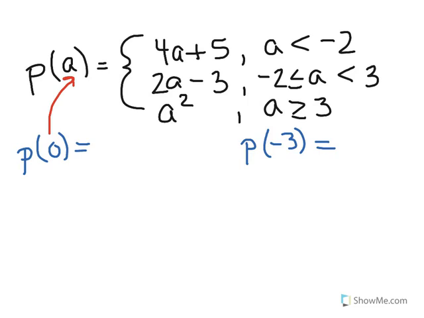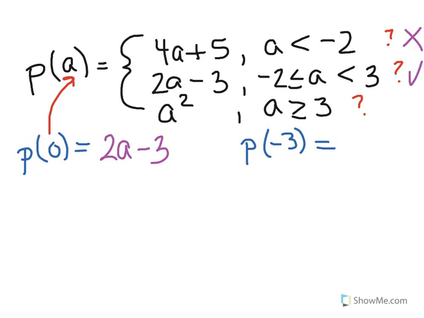But what we have to do is find out which of these conditions fits what a is. If you look at the first one, we have 4a plus 5 when a is less than negative 2. Notice a is not less than negative 2, so we do not want to use that equation. For the second one, you have 2a minus 3 when a is greater than or equal to negative 2, but also less than 3. Notice that does fit our situation. So what we want to use is the equation 2a minus 3.